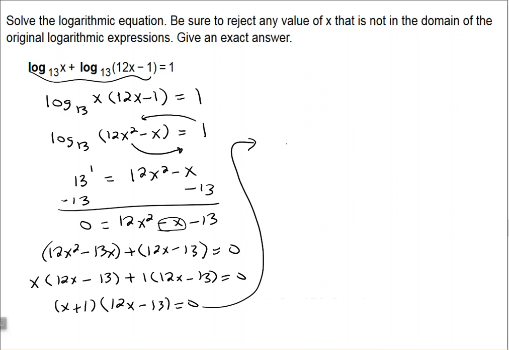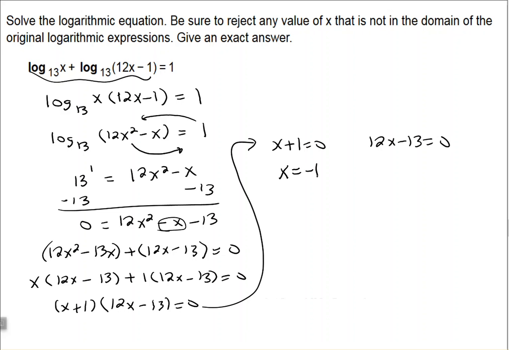Okay, so set each factor equal to 0 and solve each one of the equations. So in the first equation, I have x plus 1 equals 0. I need to subtract 1 from each side. So x could be equal to negative 1.